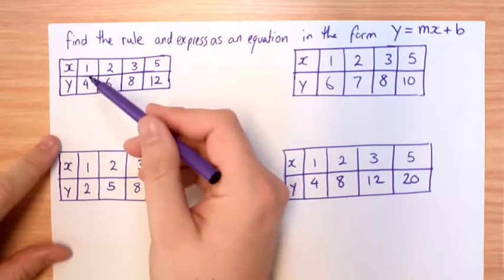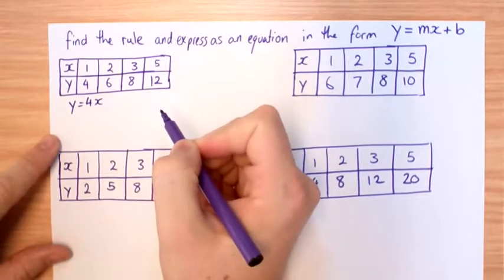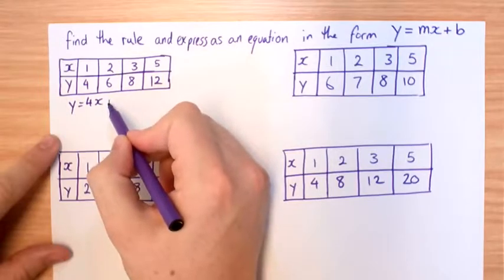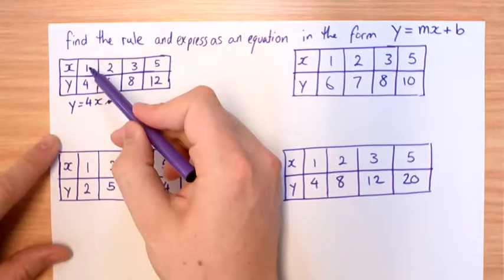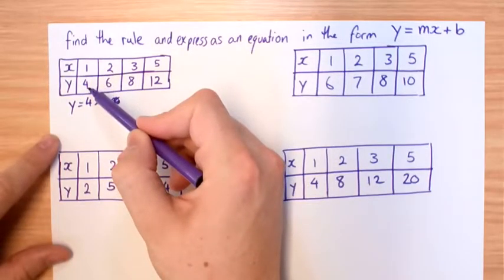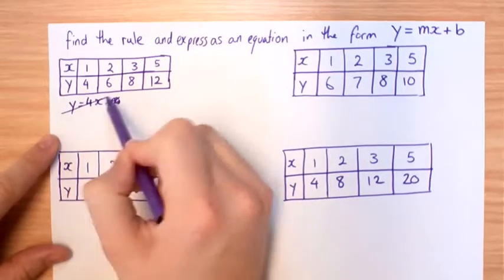So, okay, well, what if it was y equals 4 times x? And b was 0, so 4 times x plus 0, so we don't even have to worry about our plus 0 in this case. Well, that holds for this one. 4 times x is 4, but it doesn't work for this one. 2 times 4 is not 6, so that can't be correct.